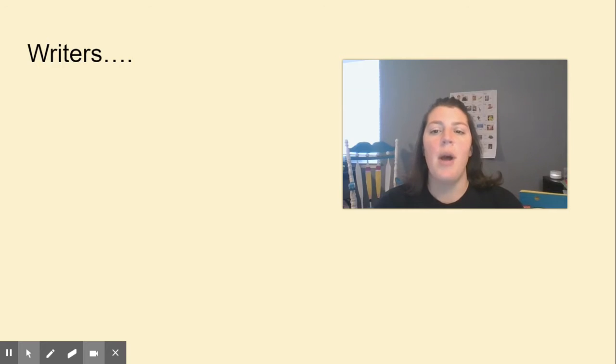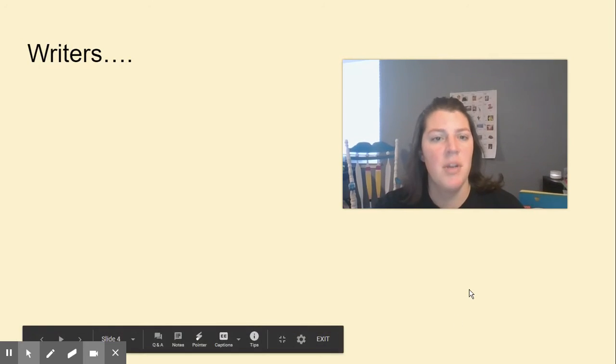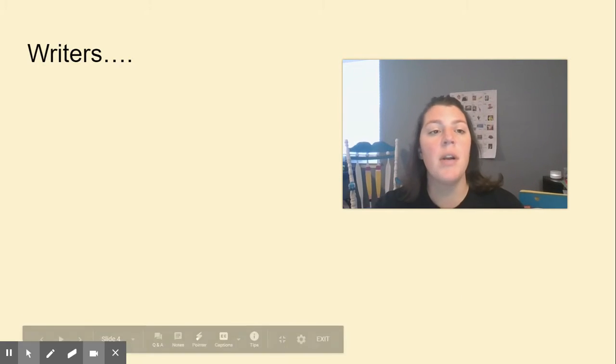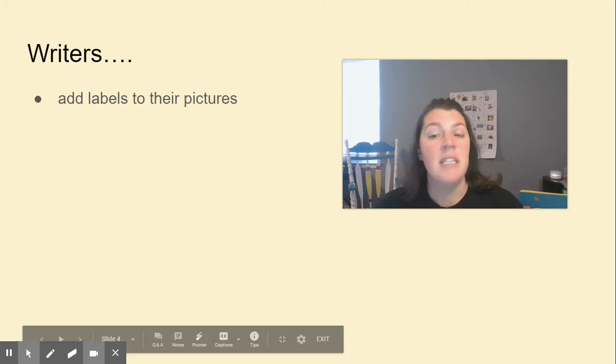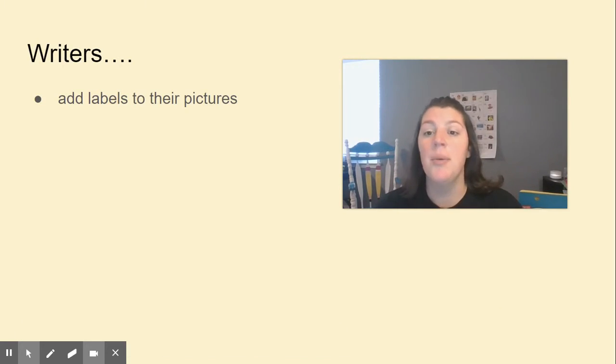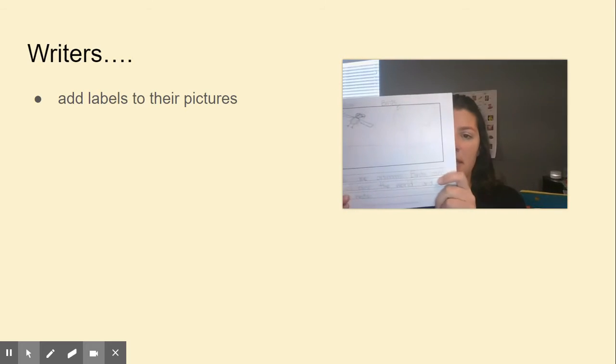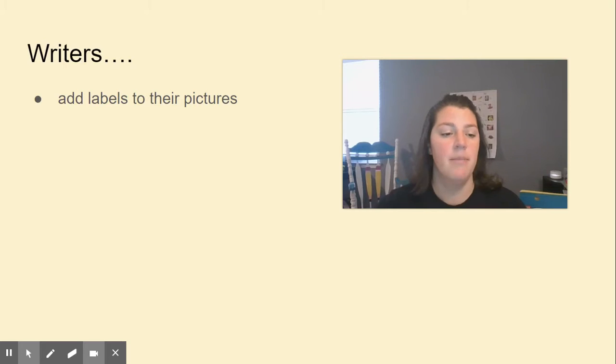Today, we're going to talk about another thing that writers can do to make their pictures even more informative for others. That means teach them more information. Yesterday, we talked about adding details, but today we also want to know that writers add labels to their picture. Remember, labels are words near small parts of the picture to explain more. Let's look at my book about birds to see where I can add some labels.